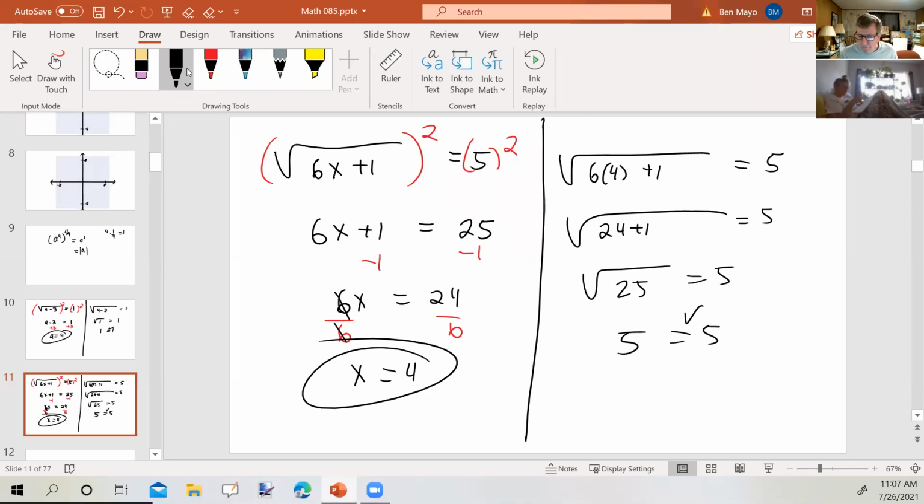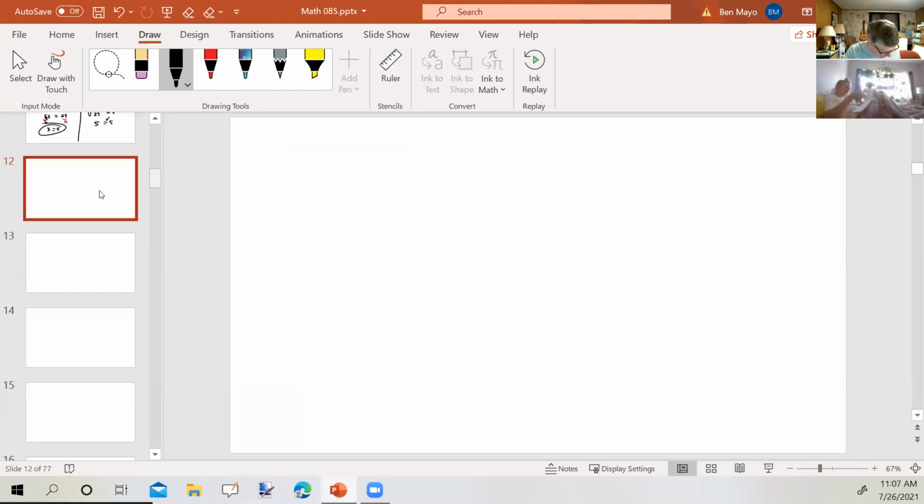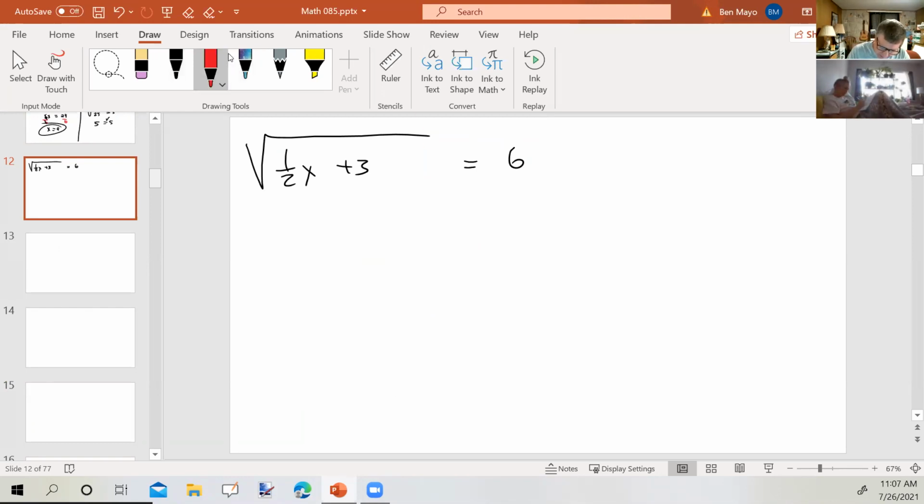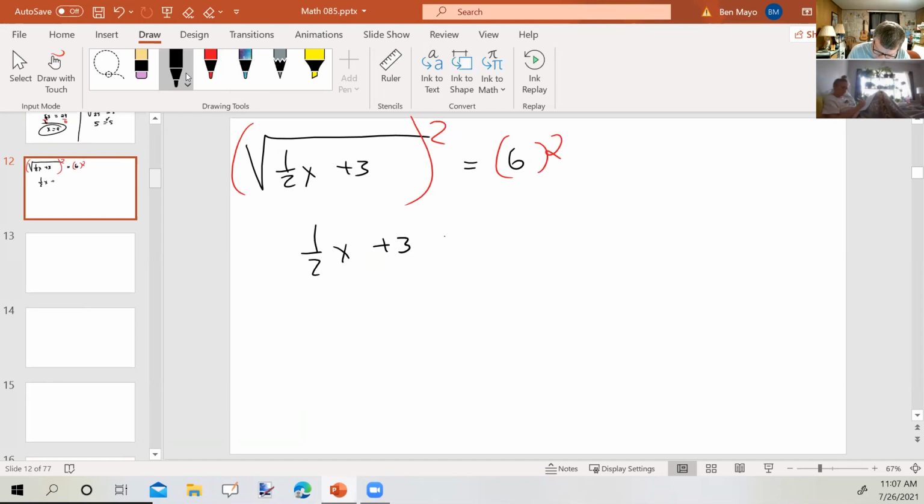Good to go on? I guess so. All right. Next problem. The square root of 1/2 x plus 3 equals 6. Once again, one radical, it's isolated. It's a square root. Square both sides of the equation, and we get 1/2 x plus 3 equals 36.